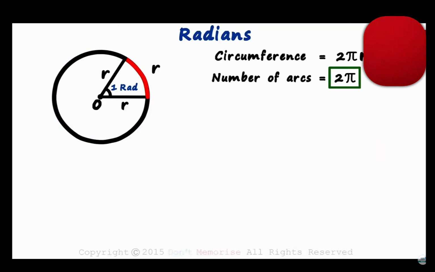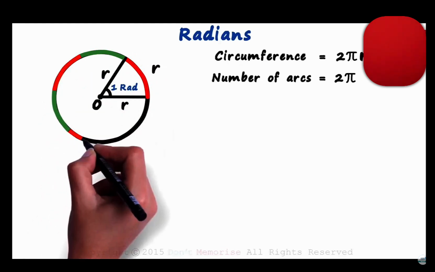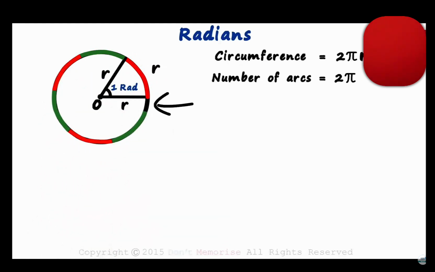2 pi arcs? What does that mean? As pi is approximately 3.14, we would need 6.28 arcs to cover the circumference. How would it look? This is 1 arc, 2, 3, 4, 5, 6, and a little part left for 0.28 arc, or 28% of an arc. So we need 2 pi arcs to cover the entire circumference.